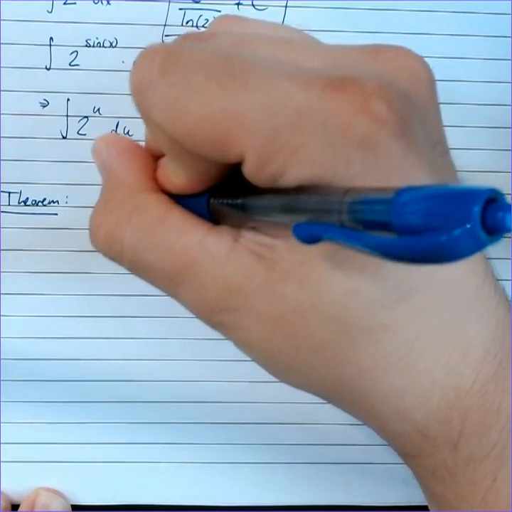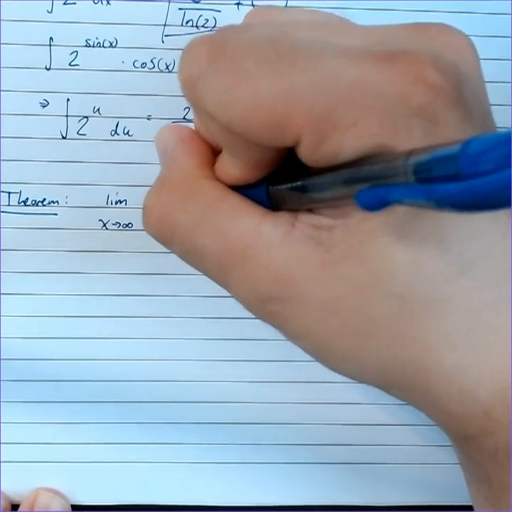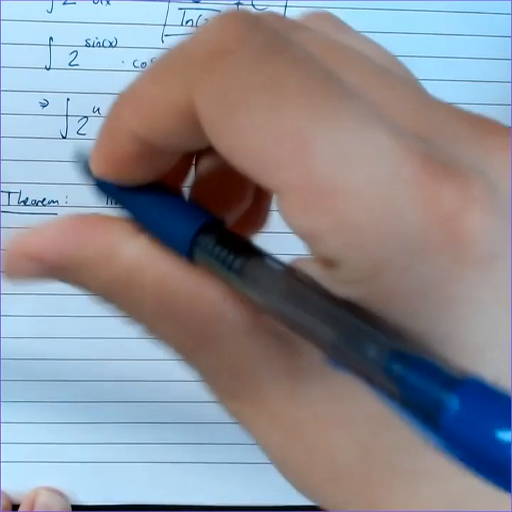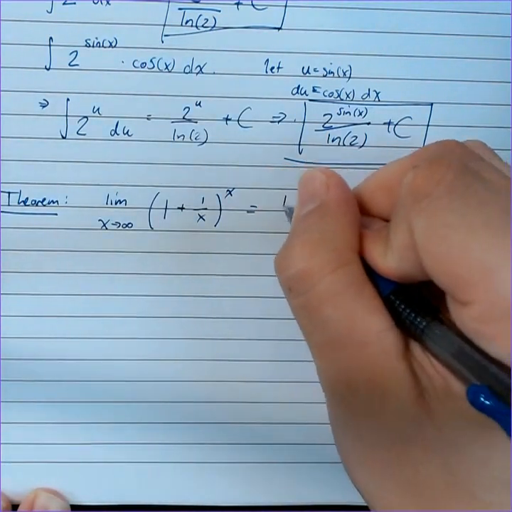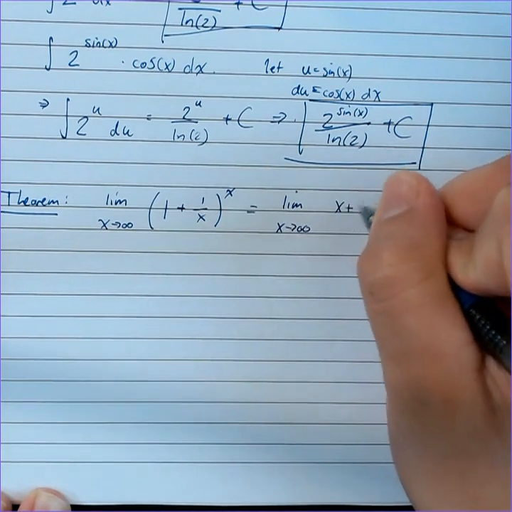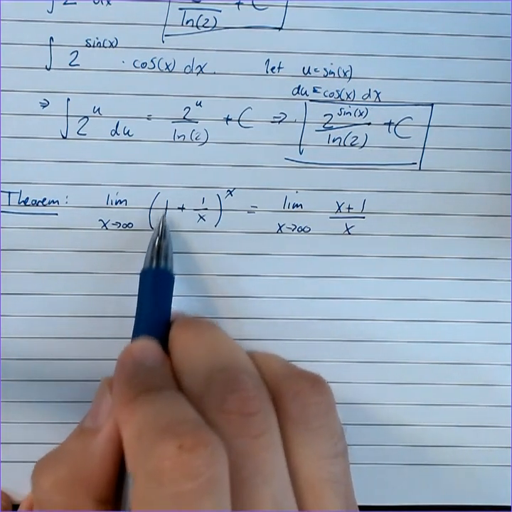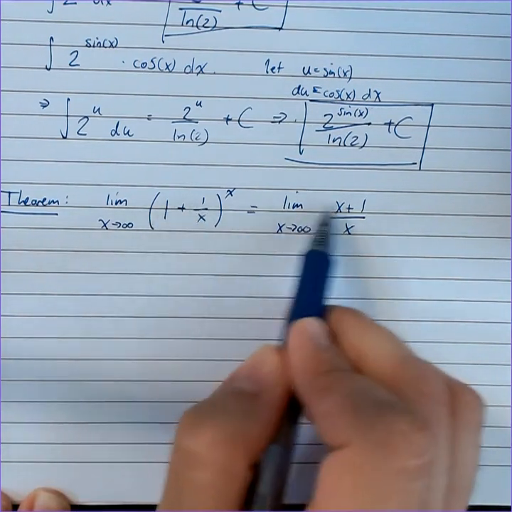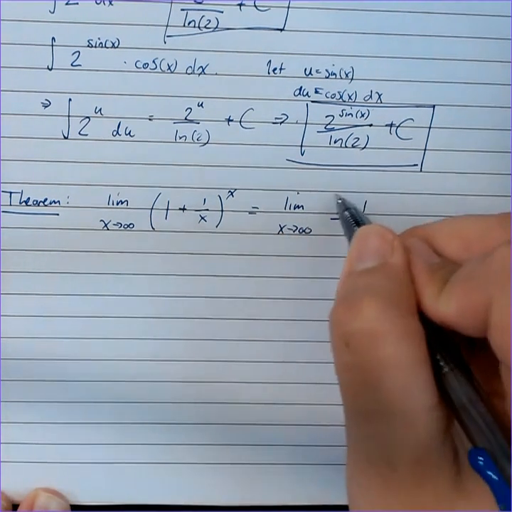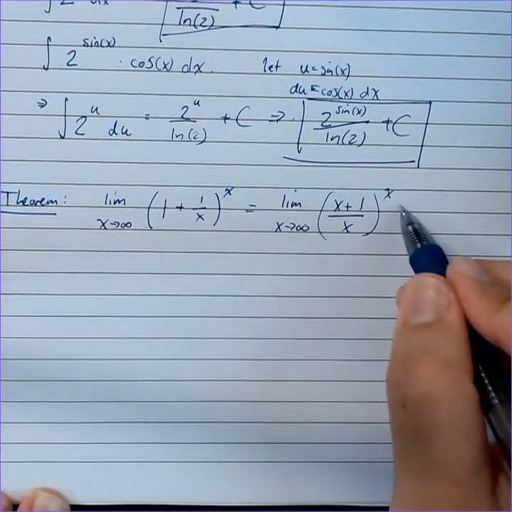The limit as x approaches infinity of 1 plus 1 over x, raised to the power of x, is also sometimes written as the limit as x approaches infinity of x plus 1 over x, raised to the power of x. Here all they did was find a common denominator. They wrote this as x over x plus 1 over x, and then combined the numerators: x plus 1 over the common denominator. These mean the same thing. Either of these limits is equal to the value of e.